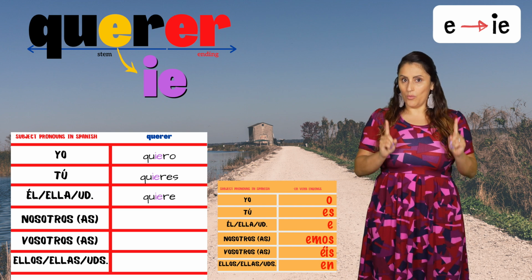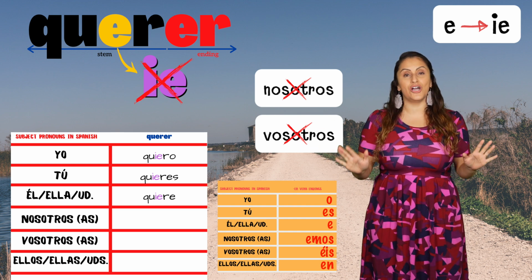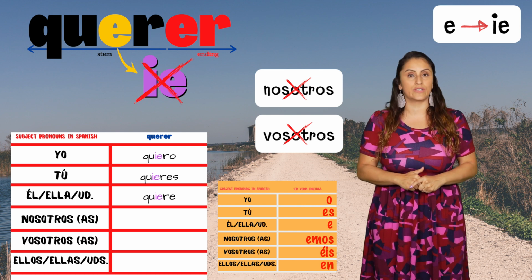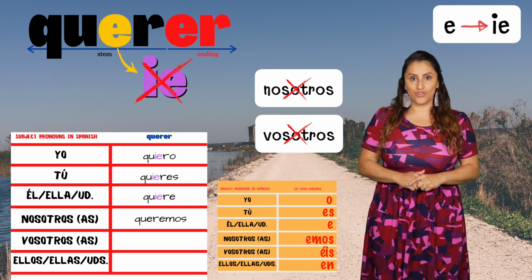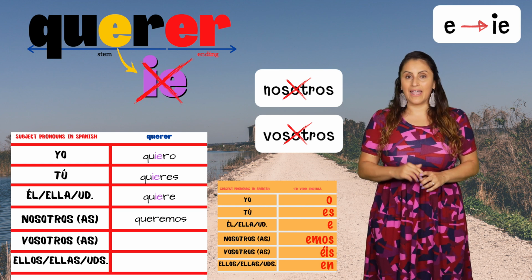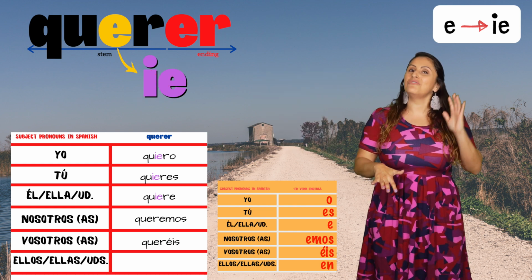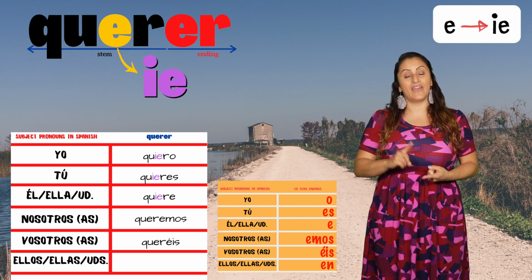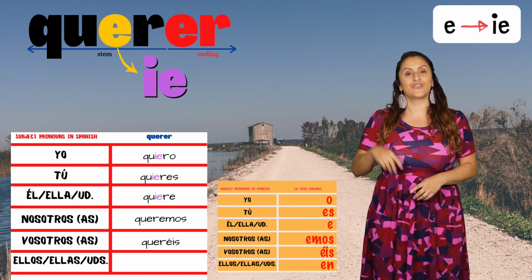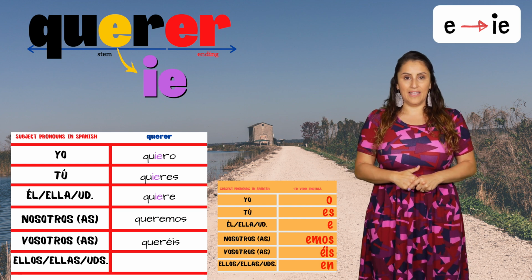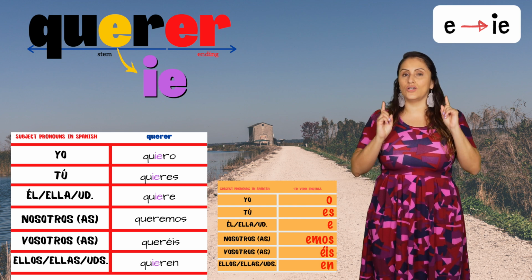Now, warning, nosotros and vosotros, they do not have a stem change. You leave them alone. So that would look like this. Nosotros queremos. Vosotros queréis. And now we go back to stem changing because we have ellos, ellas, and ustedes, and that form does have a stem change. So that E will change to IE. And it would look like this. Ellos quieren, ellas quieren, and ustedes quieren.